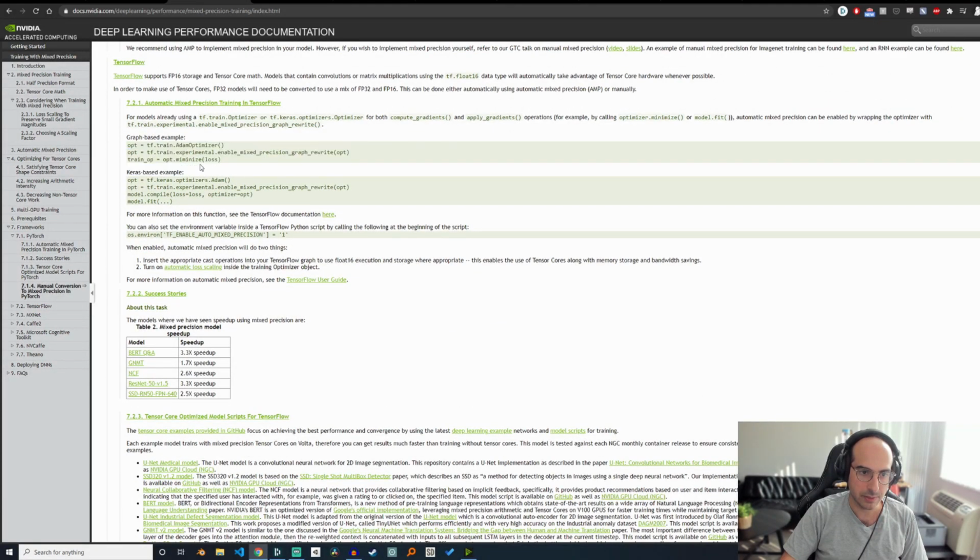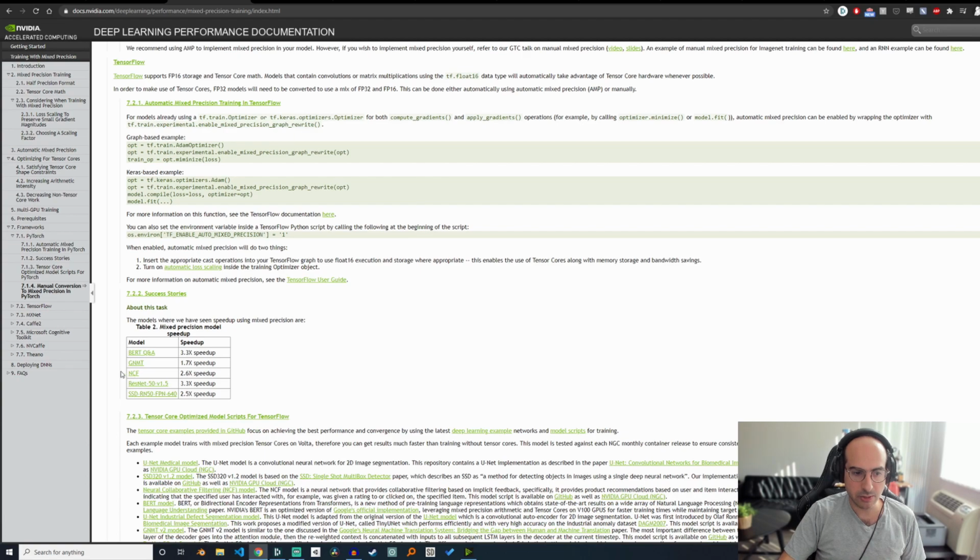Let's say, for example, this is an example in TensorFlow where you have your optimizer, and for your optimizer you enable mixed precision, and that's it. So this would automatically do the loss rescaling for you, the casting of the inputs, the casting of the model. So you don't really need to worry about it.